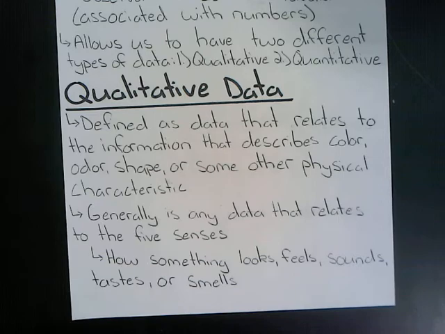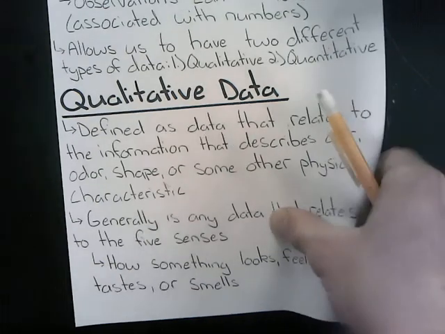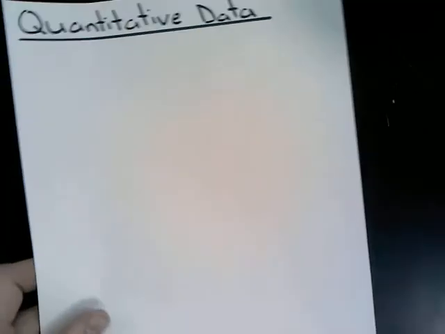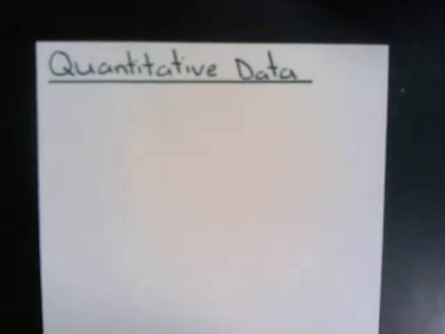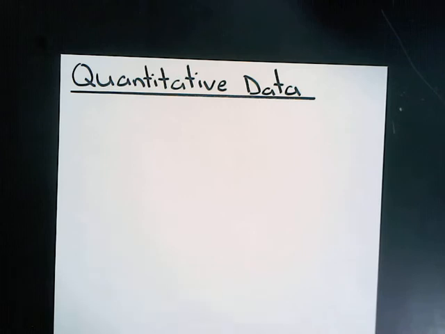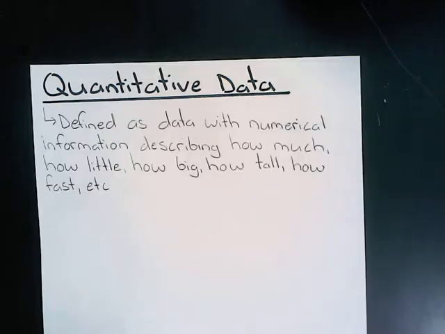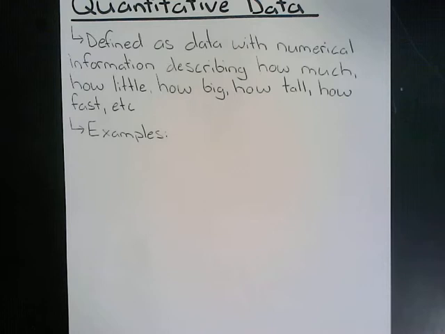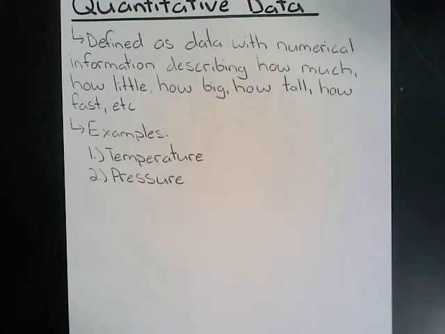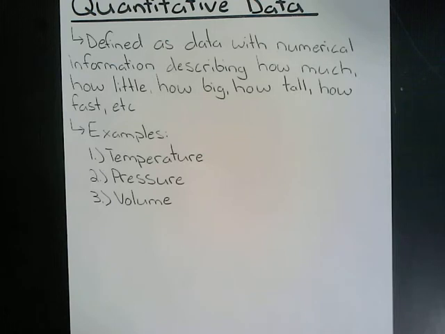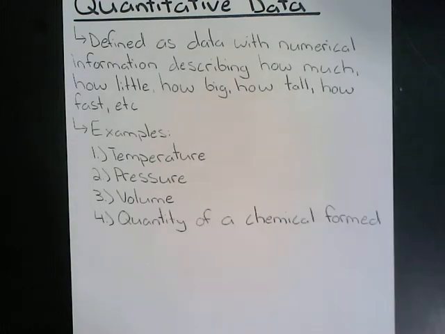Like I said earlier, the other type of data that we can deal with is called quantitative data. Quantitative data is defined as data with numerical information describing how much, how little, how big, how tall, how fast, and things along that nature. Examples of quantitative data include temperature, pressure, volume, quantity of a chemical formed, or how much of a chemical is used up in a reaction.